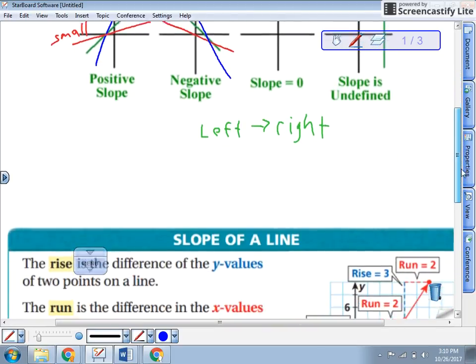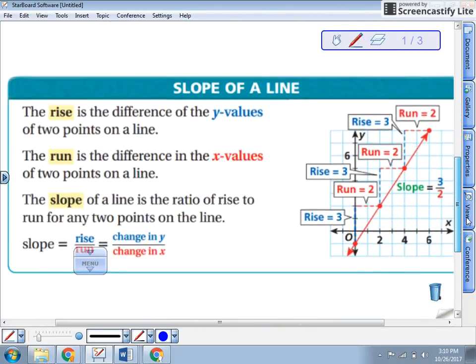So now, how do we calculate slope? Here's some definition. Slope of a line, you hear the term rise and run. The rise is the difference of the y values. So y values we refer to as the rise. The run is the difference in the x values. And when we say difference, that's key. That difference, we're going to be using subtraction, which we'll see in a little bit.